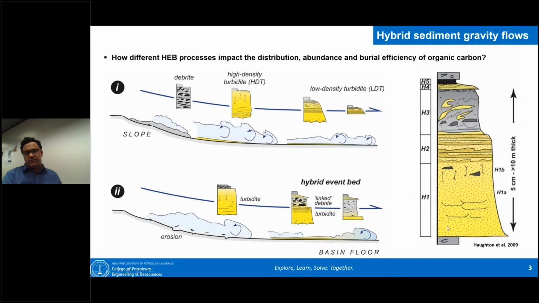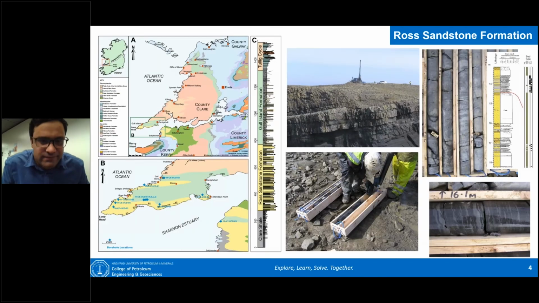Looking at the structure of hybrid event beds, we can see that it's a product of more than one flow process. But how do these different processes impact the distribution, abundance, and burial efficiency of organic carbon? To address this, we have studied the Ross Sandstone Formation, which is an ancient tropical deep sea fan system exposed in the cliffs around Loop Head in County Clare, west of Ireland.